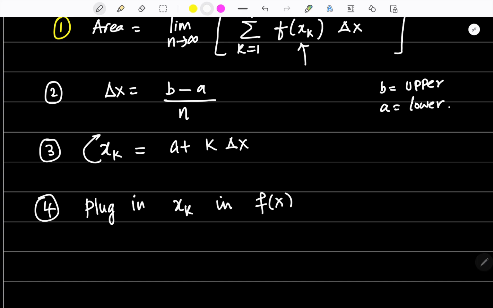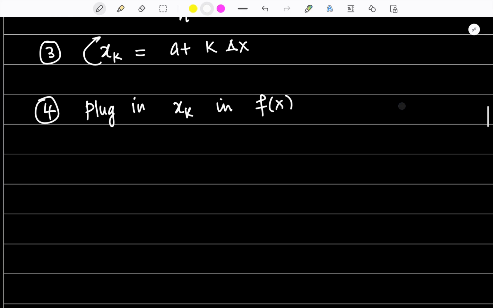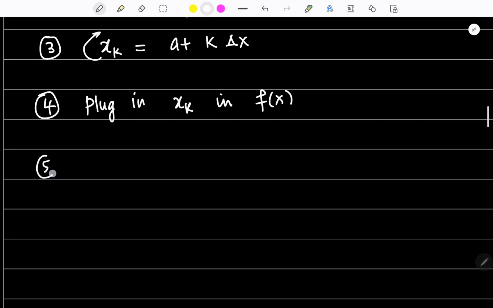What is the meaning of that? I'll explain, don't worry. F of xk, that is the plan. Then after that, you are going to plug into the sum. Then you go back to step number 1. Keep in mind, this is the small thing we are going to understand, but the problem is going to become very lengthy. But actually, if you are very good at algebra, the problem is very simple.